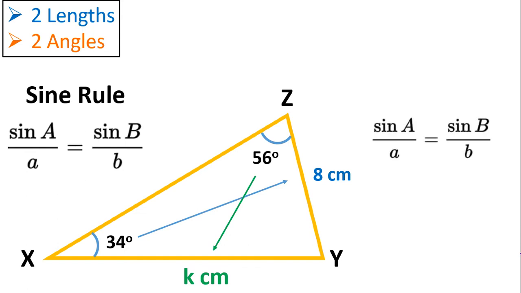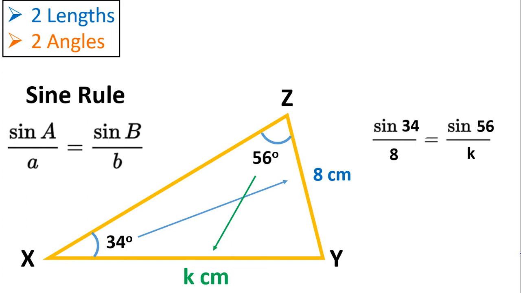So if I write this down, again, sine A over small a equals sine B over small b. In place of my capital A, I'm writing 34, and the length right opposite to that, which is my 8 centimeters, comes here as my small a. Similarly, for sine B, I replace the B with 56 degrees, and the length right opposite to 56, that is k centimeters, becomes my small b.